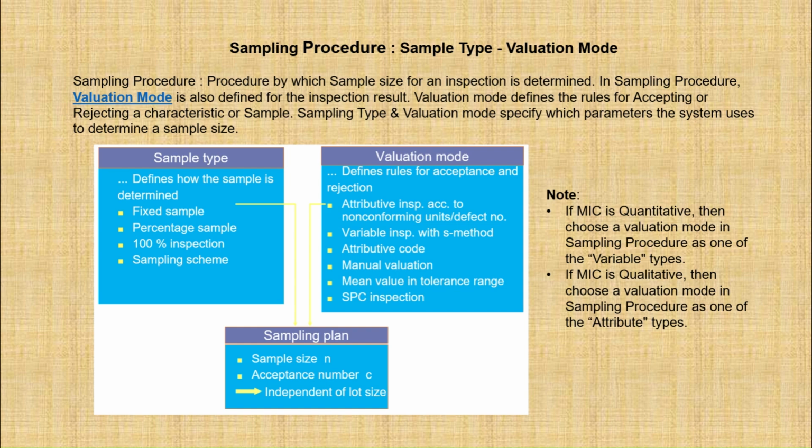Sampling procedure is a master data which is created to calculate the sample size for the inspection lot. In sampling procedure, we define the sample type and the valuation mode. Sample type could be fixed sample, percentage, 100%, or the sampling scheme. Specify the valuation mode. So both the sample type and the valuation mode will decide my sampling plan, what will be my sample size, and what will be my acceptance number for that particular inspection lot.